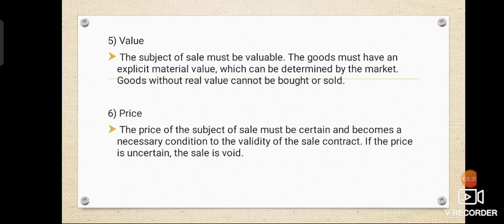Six is price. The price here means the price of the subject of sale must be certain, and it becomes a necessary condition to the validity of the sale contract. If the price is uncertain, the sale is void. The goods sold must have a fixed and reasonable price in accordance with the type and condition of the goods. If the price offered is too high and does not suit the type and condition of the goods, it will indirectly burden other customers because of the higher price.